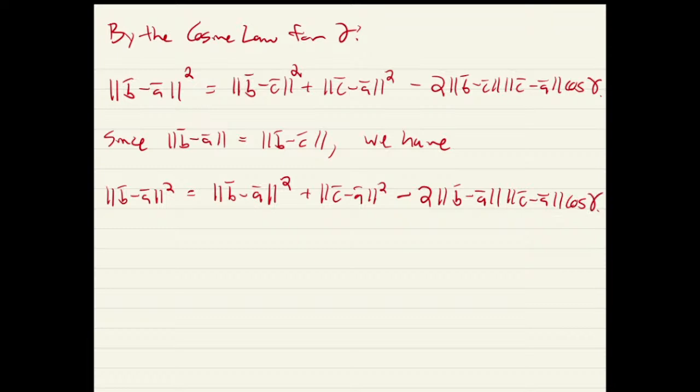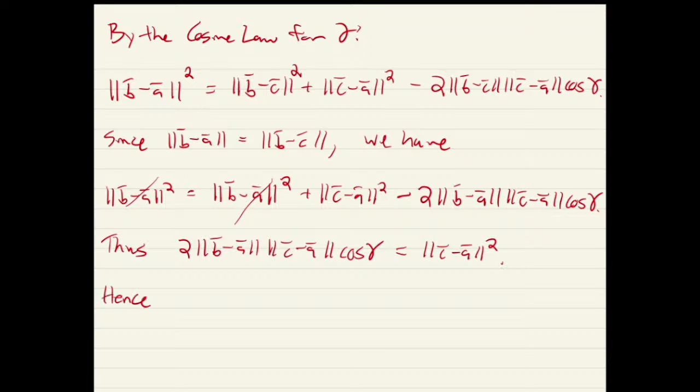Okay, and just like before, why do I do that? Well, so I can simplify things. I can cancel things out. Okay, so what do we know? Just like before, I'm going to move this cosine term to the other side. Just like before, I still have the norm of c minus a squared on the right side, and just like before, I'm going to solve for the cosine term.